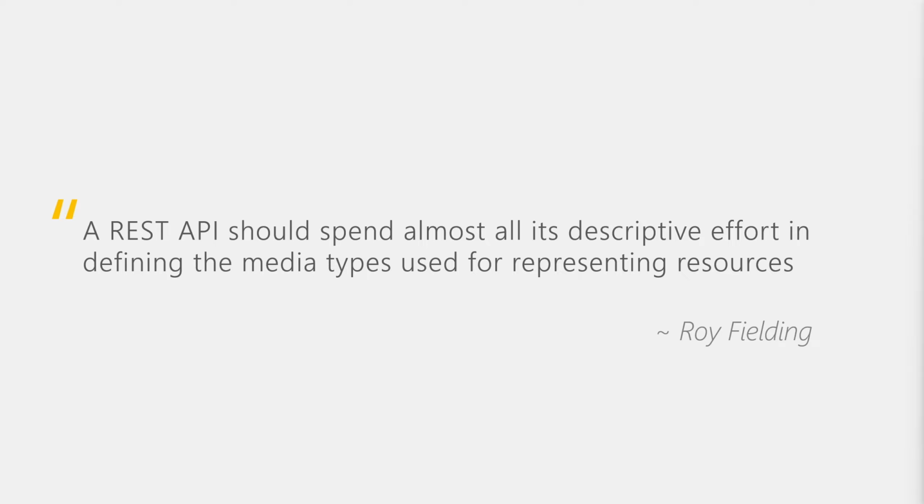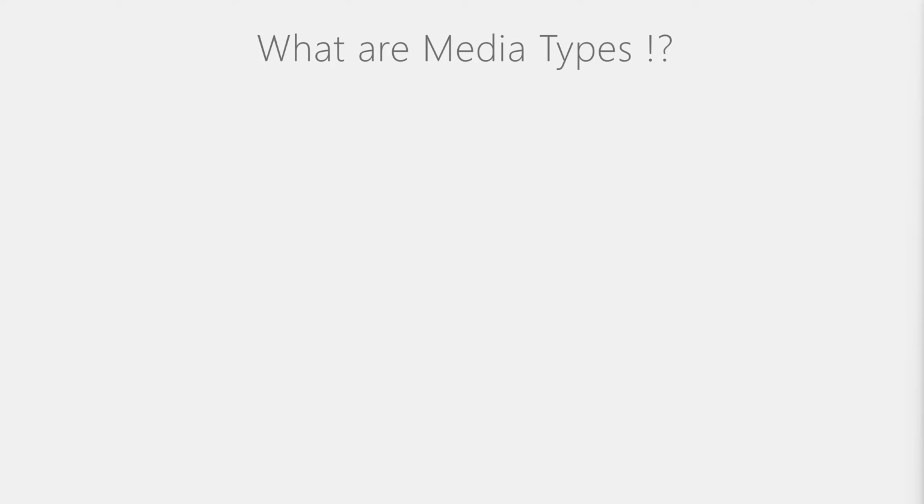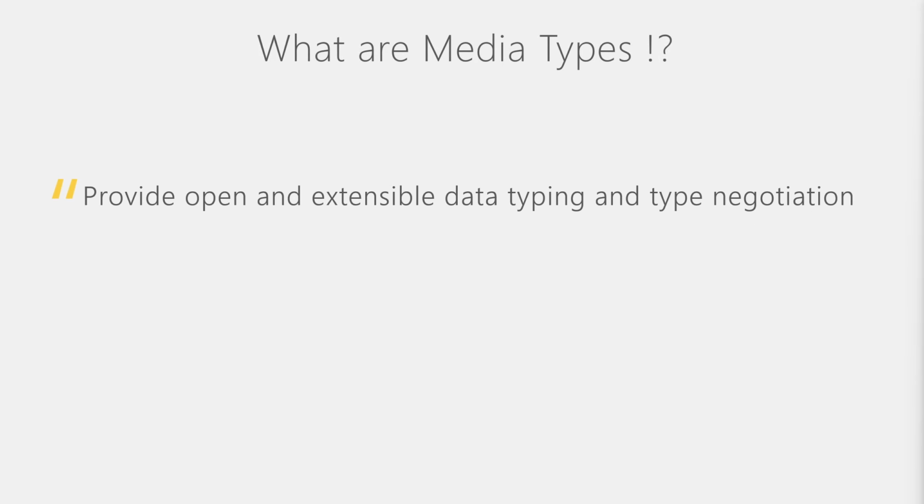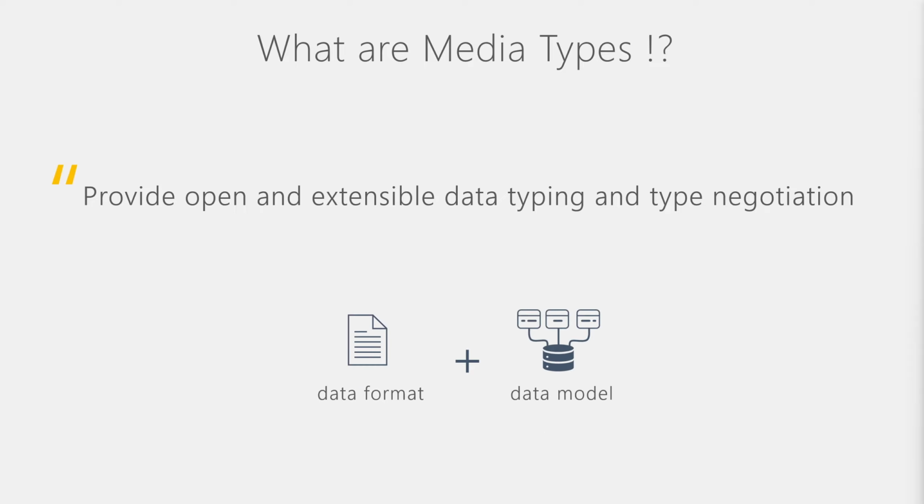In Roy Fielding's words, a RESTful API should spend almost all its descriptive effort in defining the media types used for representing resources. Okay, so as per this definition, media types are a big deal in designing a RESTful API. What are these media types? Media types provide open and extensible data typing and type negotiation. In simpler language, they define both a data format and a data model.